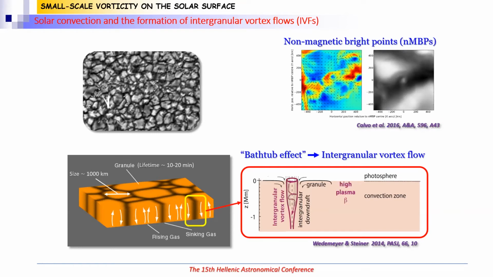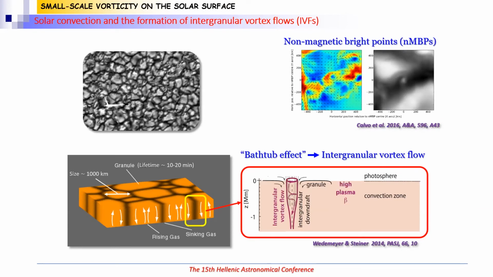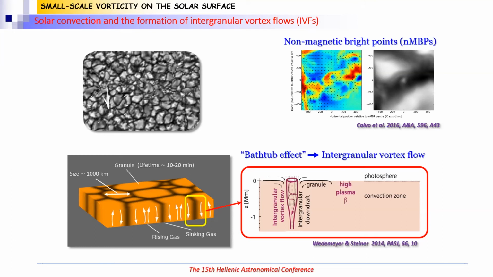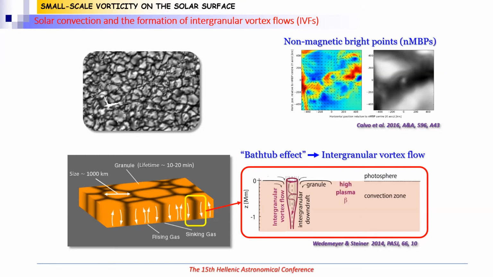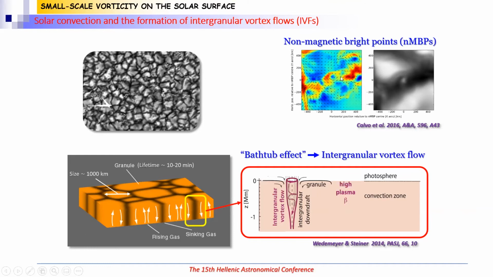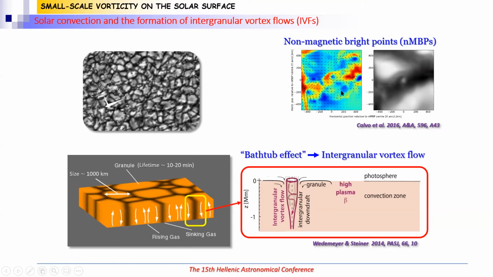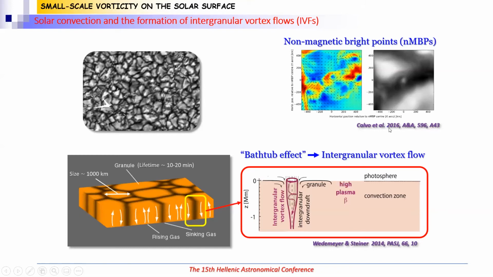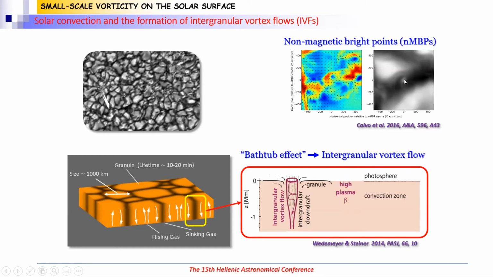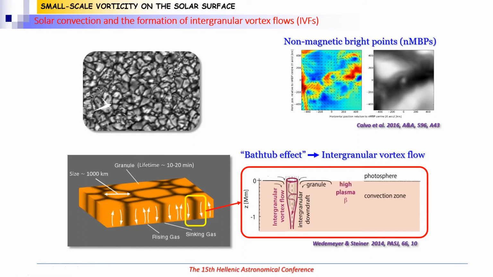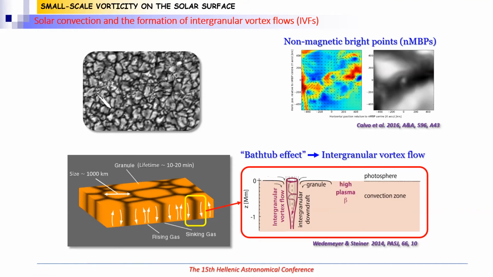There are simulations showing that this evacuation at the intergranular lane produces an intensity enhancement, and I'm showing you up here such a simulation that was produced with the Cobalt code from Calvo et al. in 2016. You can clearly see here an intensity enhancement, which has nothing to do with magnetic fields. It's a non-magnetic bright point.